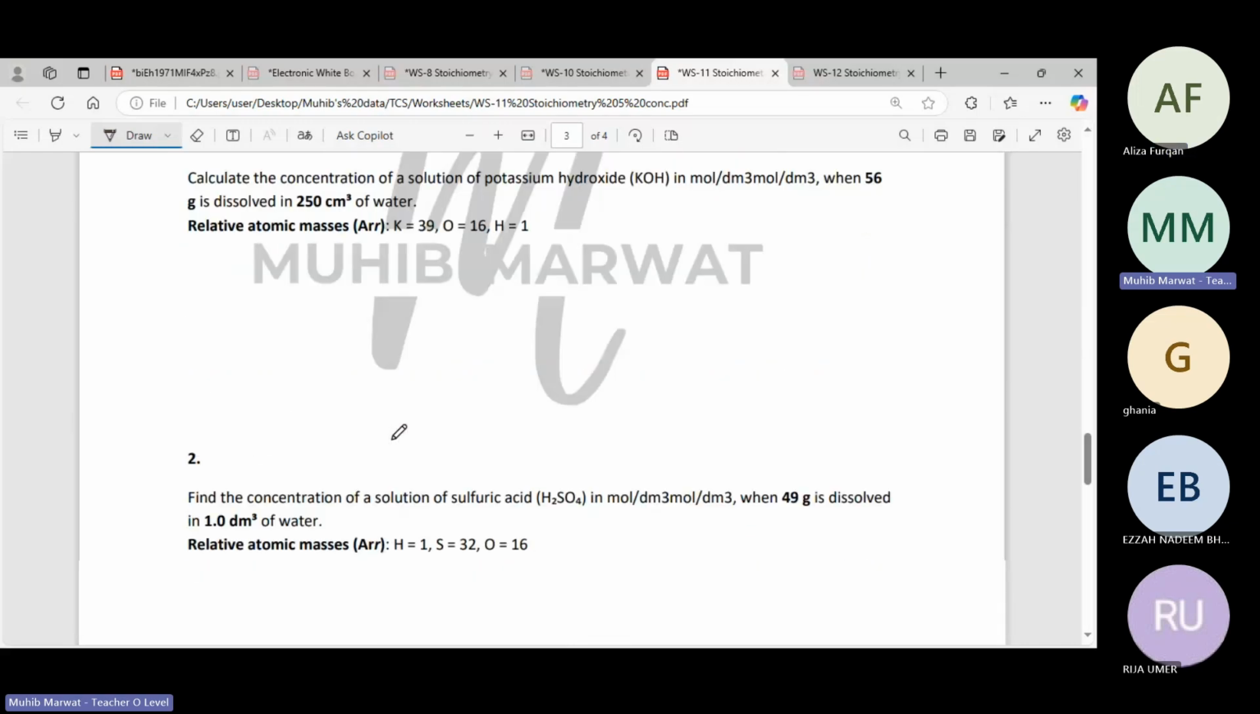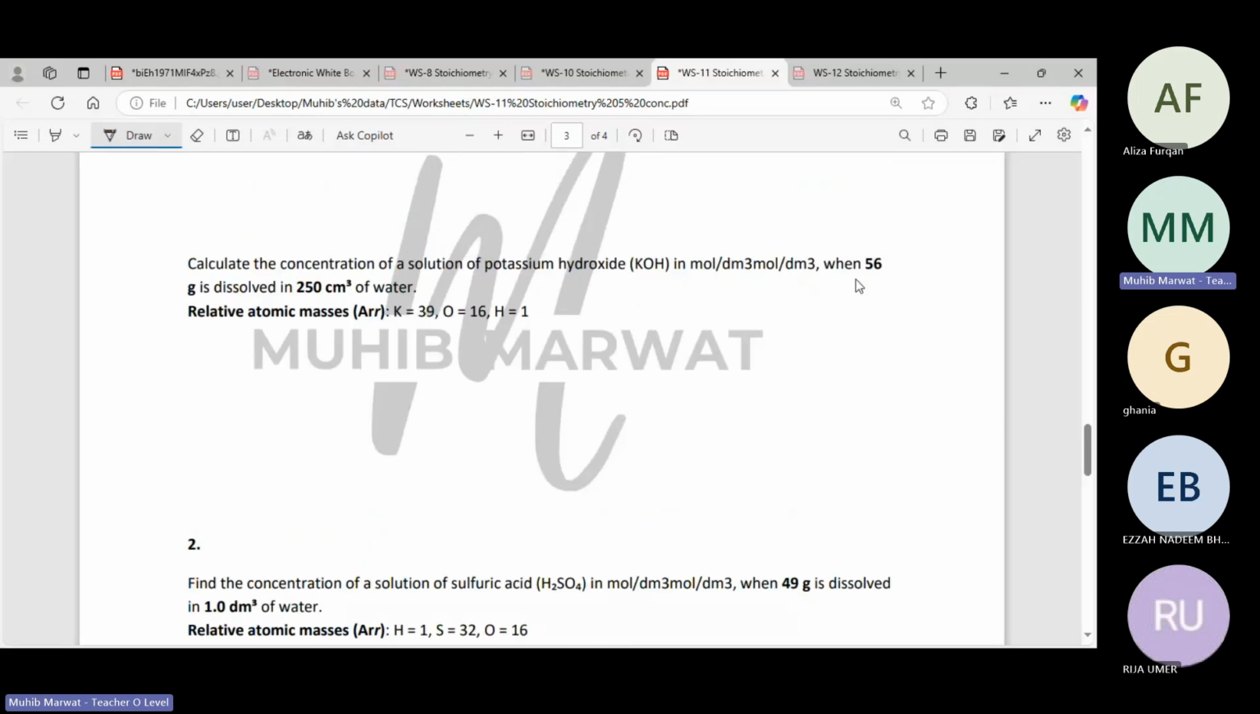Now, another question, the third part. Look carefully. You will have to find moles per dm cube, but you have been given mass, right? So first of all, we are going to convert this mass into number of moles. Number of moles equals mass over molar mass. Mass is 56 grams, and molar mass of KOH is also 56 grams per mole, right? So the answer is 1 mole.